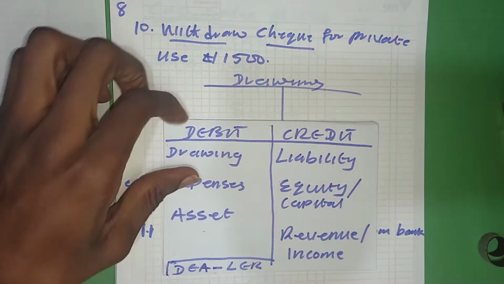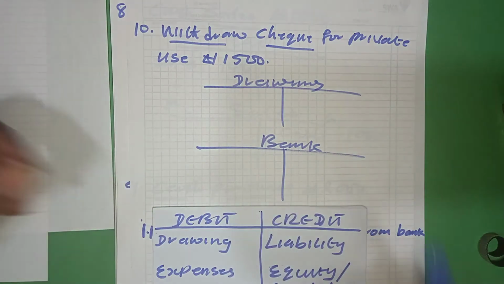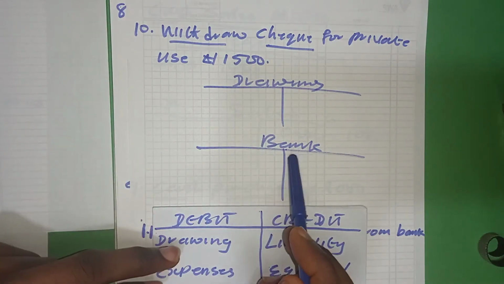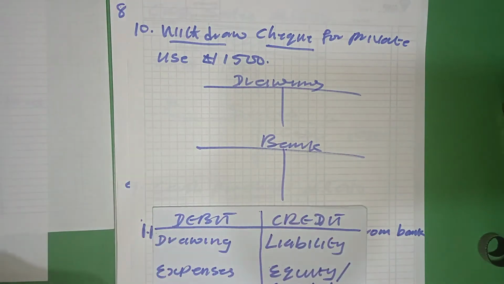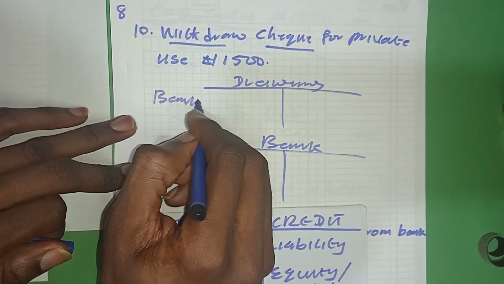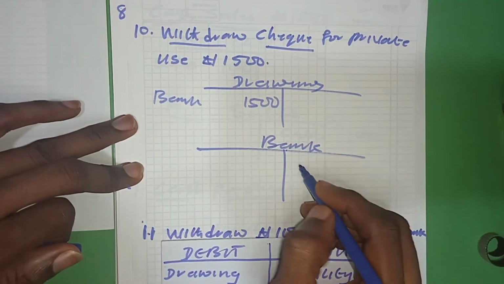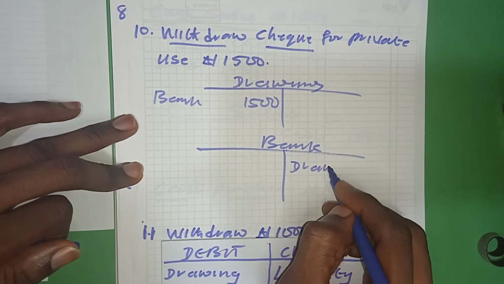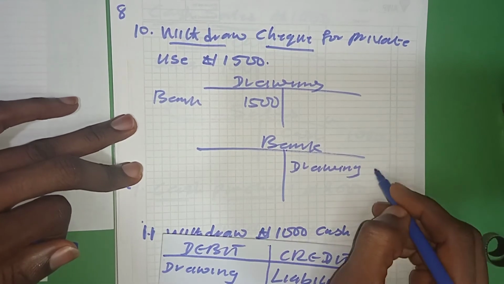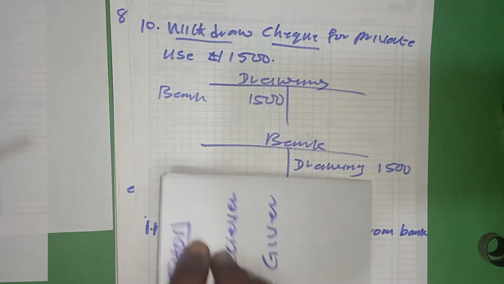So you debit your drawing, credit your bank, because for him to withdraw money, that means the cash in the bank is reducing. So you debit your drawing 1.5, then you credit your bank by 1.5. So that is all.